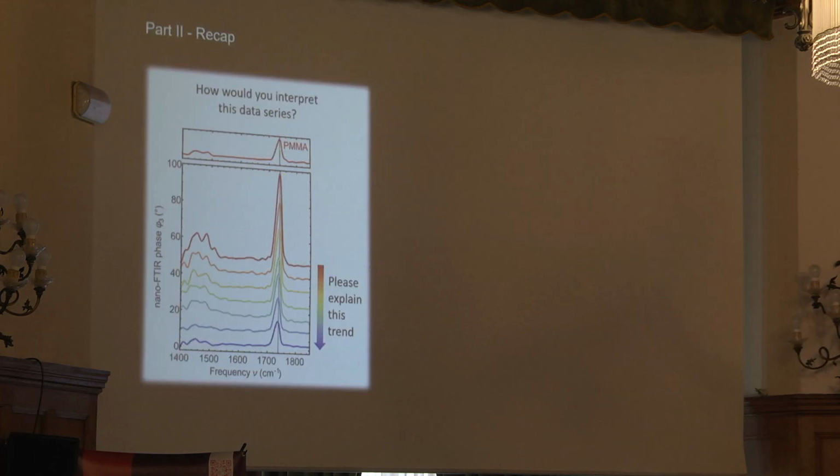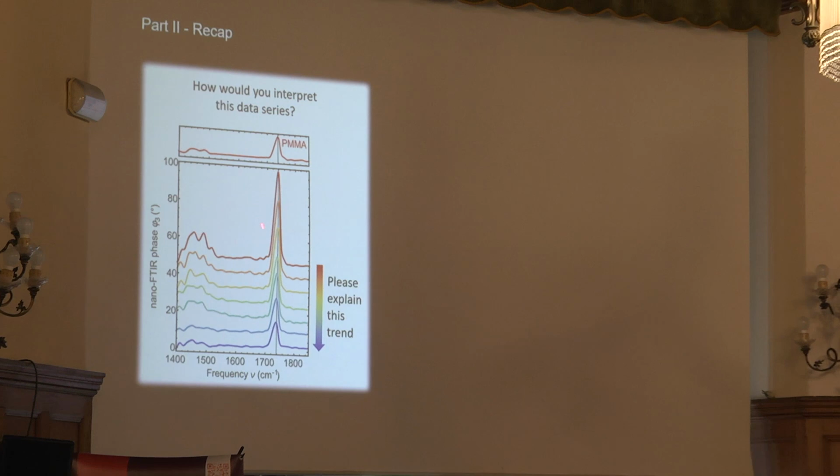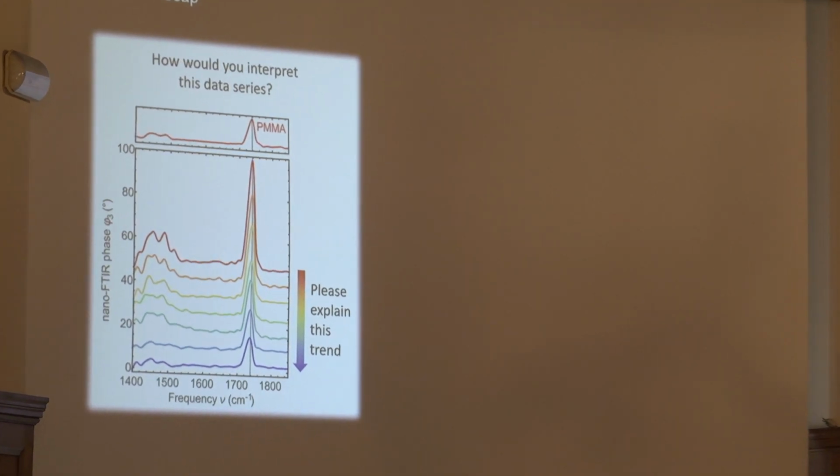So to make a kind of intermediate summary, I have here a data set of spectra, different nano-FTIR spectra. And you can see there's a trend. So this peak, somehow it's getting smaller. And I would like to know from you what could explain this behavior. There are many different possible explanations. Or let's say you measure this in the lab. You have to explain this now.